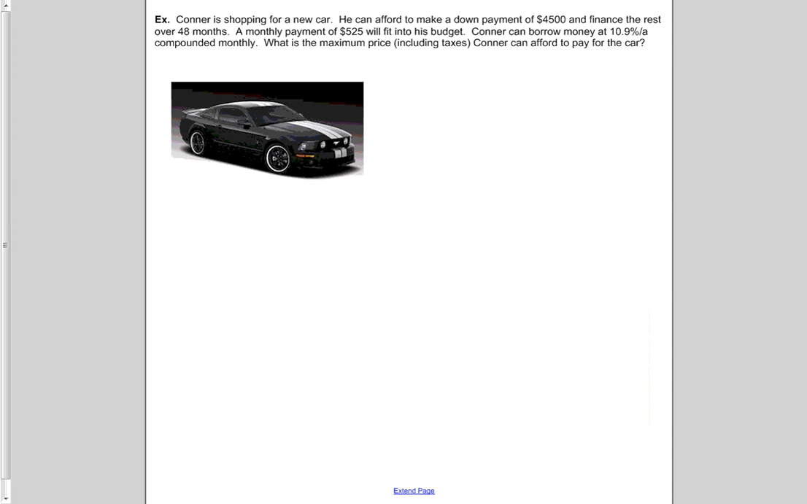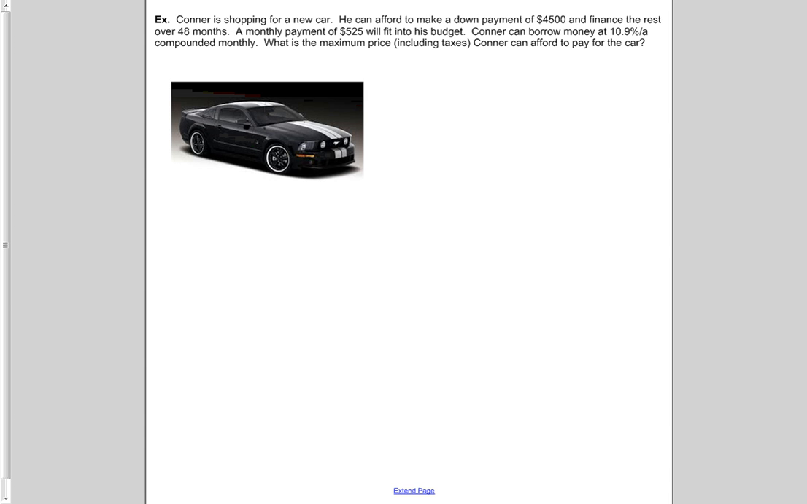Connor is shopping for a new car. He can afford to make a down payment of $4,500 and finance the rest over 48 months. A monthly payment of $525 will fit into his budget. Connor can borrow money at 10.9% per annum compounded monthly. What is the maximum price, including taxes, Connor can afford to pay for the car?